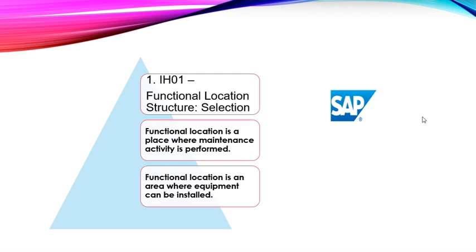Functional location structure selection. First of all, we should know what is functional location. Functional location is a place where maintenance activity is performed. Functional location is an area where equipment can be installed.